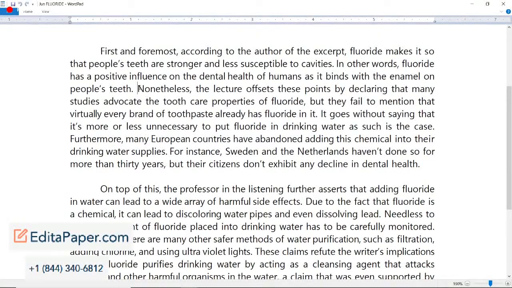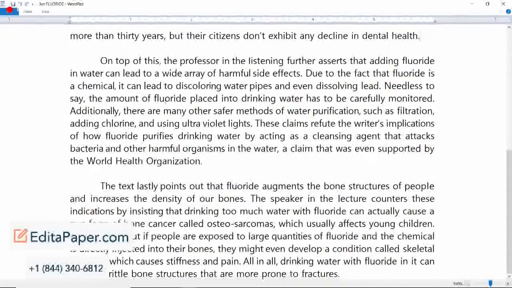For instance, Sweden and the Netherlands haven't done so for more than 30 years, but their citizens don't exhibit any decline in dental health. All right, so this is basically almost everything that the professor said. You don't need to write this much. As I said before, all you need to do is catch approximately 70% of the lecture's information and you'll be good to go. So don't try to write this much and don't feel bad if you can't write this much.